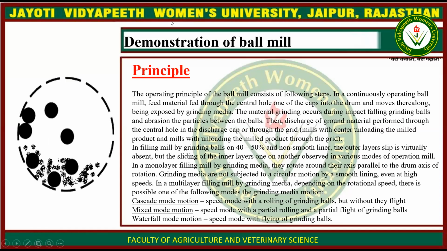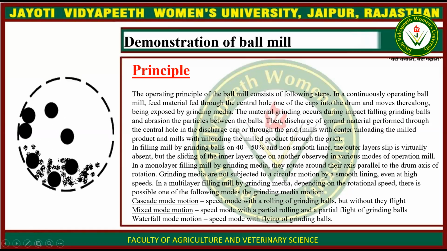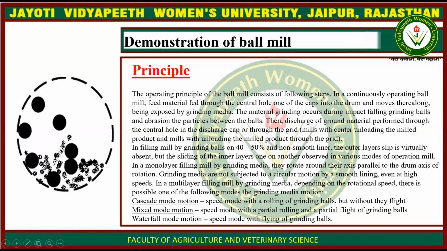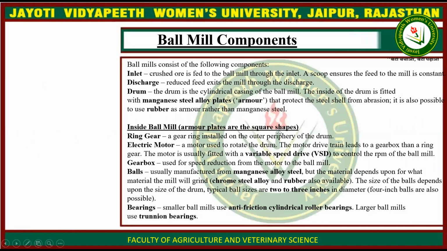In this GIF, these are the balls and these crushed particles are the food material. Then this is the picture of the ball mill. Balls are inside the mill, or the outer covering.